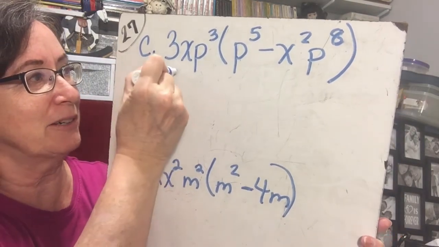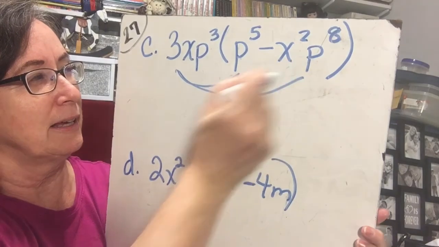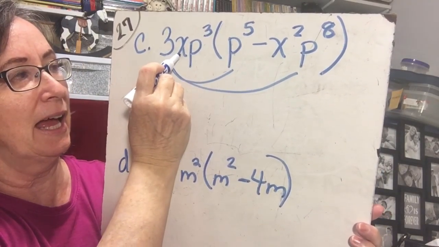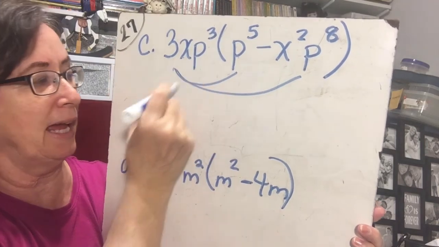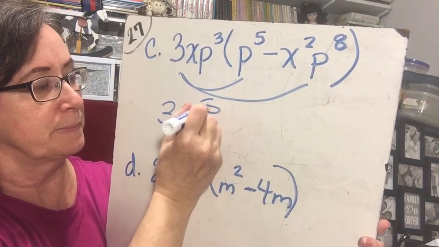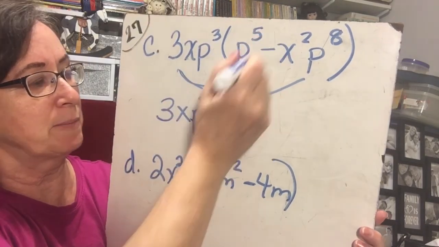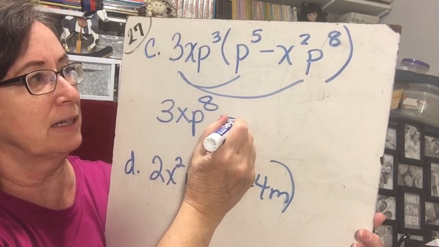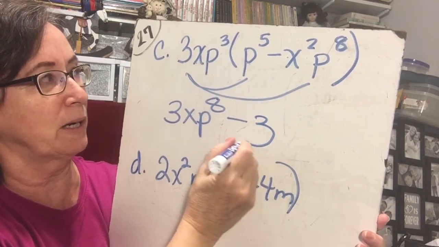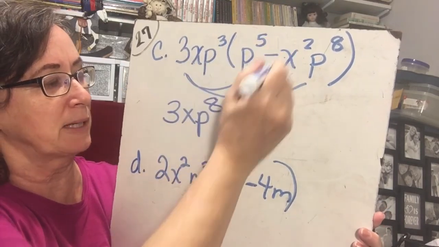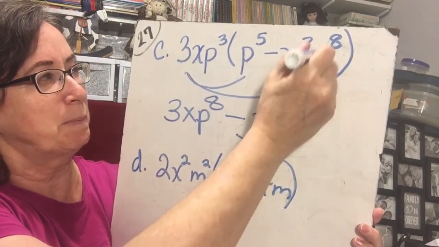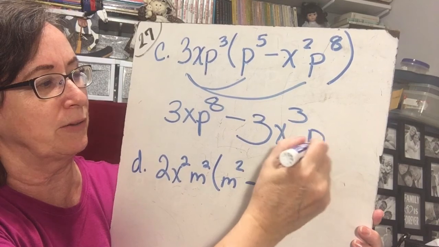Okay, so here we're going to distribute, and hopefully you got 3x p to the 8th. And a positive times a negative is a negative. And 3 times a 1, remember it's always a 1 understood. X times an x squared is an x cubed. P cubed times p to the 8th is p to the 11th.